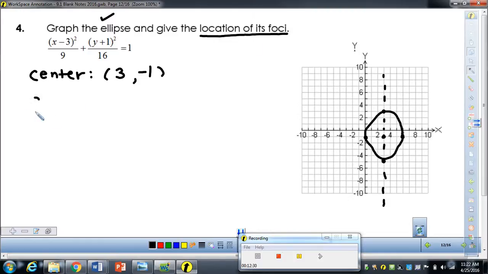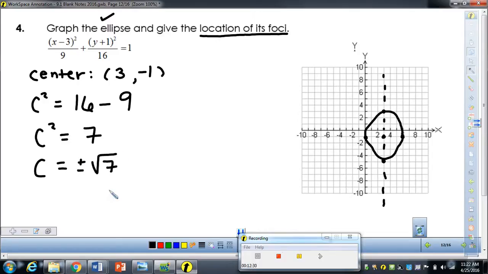So we're going to do that c-squared formula again. The larger denominator, subtract the smaller one. Here's that answer of 7 that I was thinking of earlier. So we've got plus or minus the square root of 7. Now when we go to sketch this on our graph, we can put this into our calculator to see that the square root of 7 is approximately 2.6.